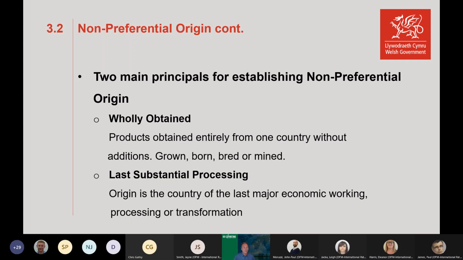If that doesn't apply, then it's the country of last substantial processing. So origin is the country where the last major economic working or processing or transformation has taken place. And these are the two key principles for non-preferential origin, which we'll find are also used to a certain extent in preferential origin as well.